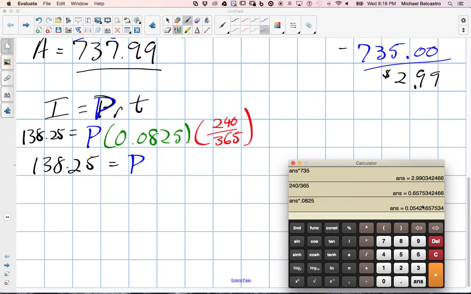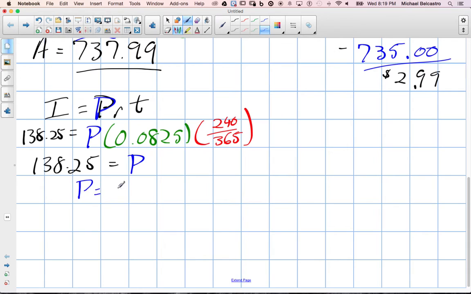Now, I know what I'm going to be doing is I'm going to be taking 138.25 and dividing by this. So instead of writing it out, I'm going to write 138.25. So my calculator works good for this, divided by, and I can hit that number. Okay, so I've just taken it and divided by that. So our P is going to be 2548.5.